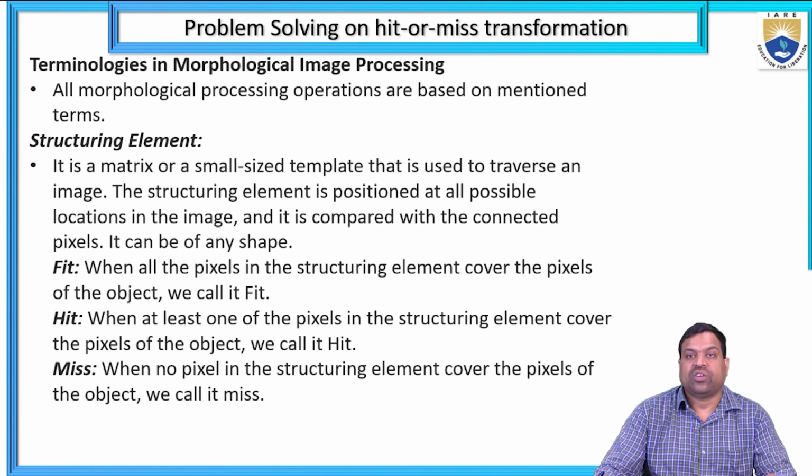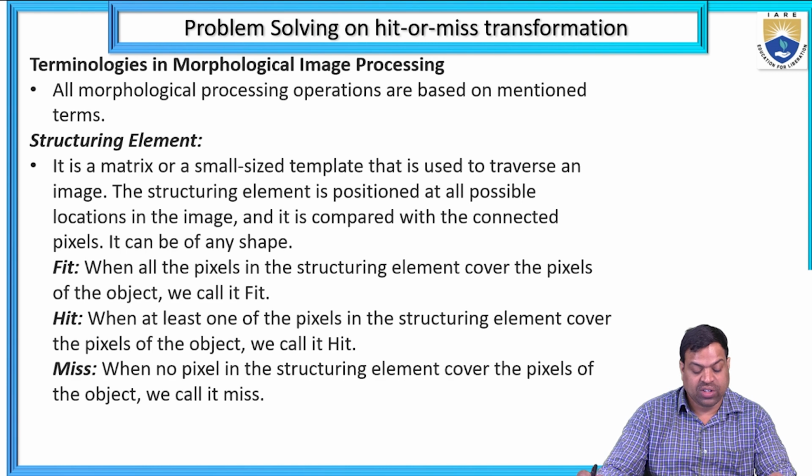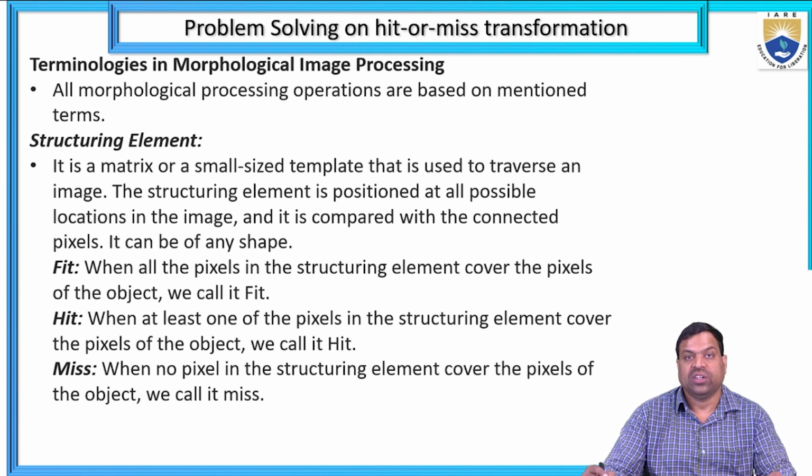It is a matrix or a small-sized template that is used to traverse an image. The structuring element is positioned at all possible locations in the image, and it is compared with the connected pixels. It can be of any shape. What is a fit? Fit is when all the pixels in the structuring element cover the pixels of the object. We call it a fit. Hit is when at least one object pixel in the structuring element covers the pixels of the object. That is called a hit. Miss is when no pixel in the structuring element covers the pixels of the object. We call it a miss.